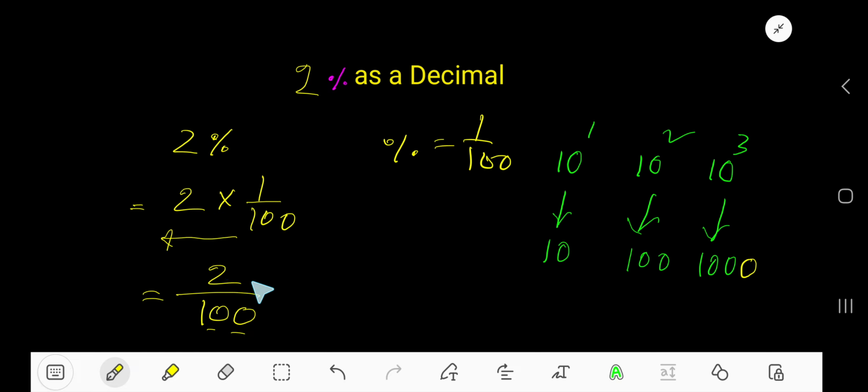Since 2 is a whole number, we have to consider the decimal point here. So 1 plus 0, 2 plus. This is a placeholder 0. So we are getting, look, decimal 0.02, and this is the answer. You can add here another 0 to mean that this is less than 1.